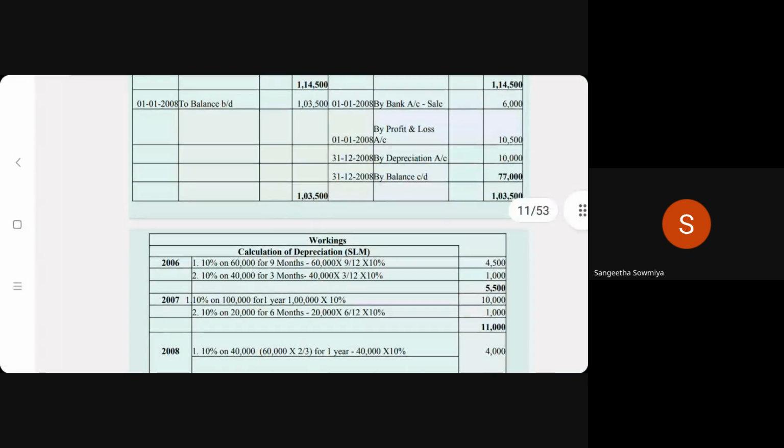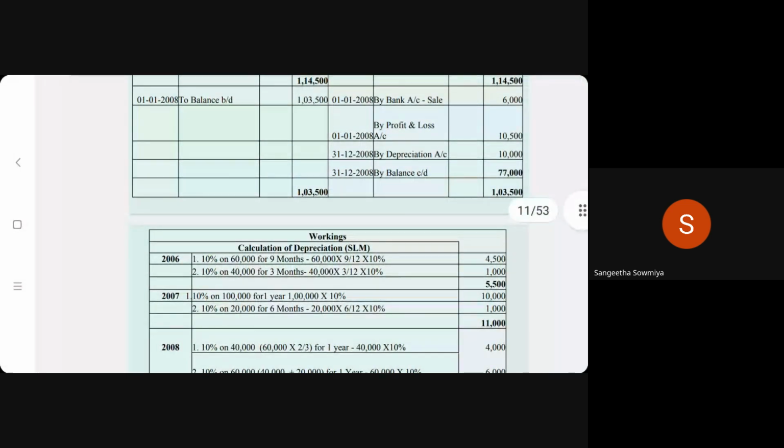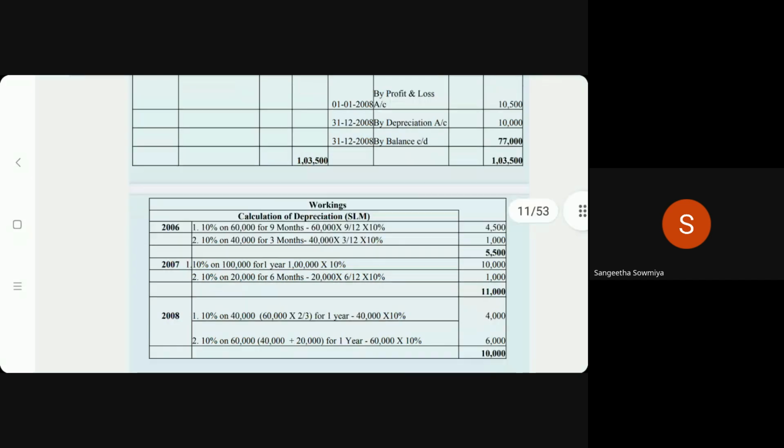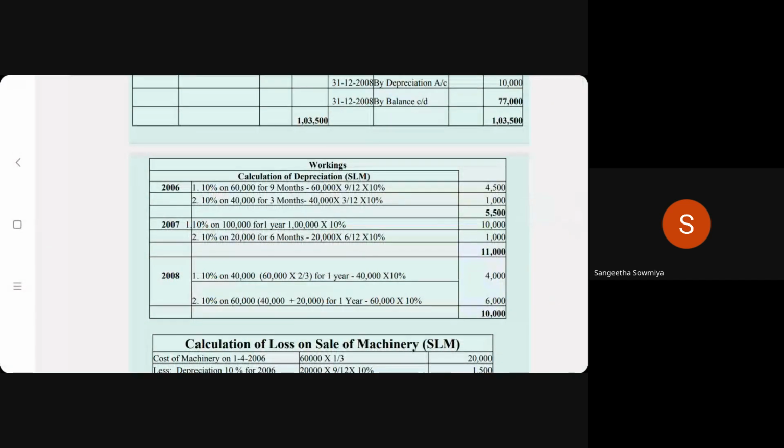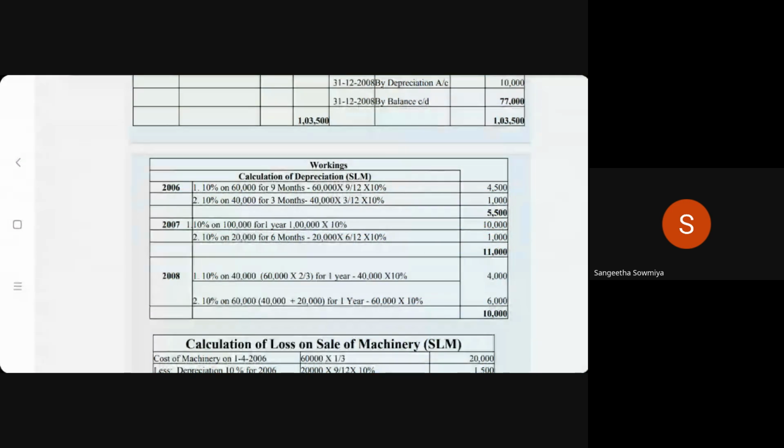Now we have to calculate depreciation at the end of the year 2008. So for 2008, when you are calculating depreciation, only 2/3 you have to take, because 1/3 already you have sold out. So 2/3 of the first machinery's 60,000, that is 40,000 into 10%, that is 4,000. Then second machinery 40,000, third machinery 20,000 for the full year you have to calculate, that is 6,000. So total depreciation for 2008 is 10,000.